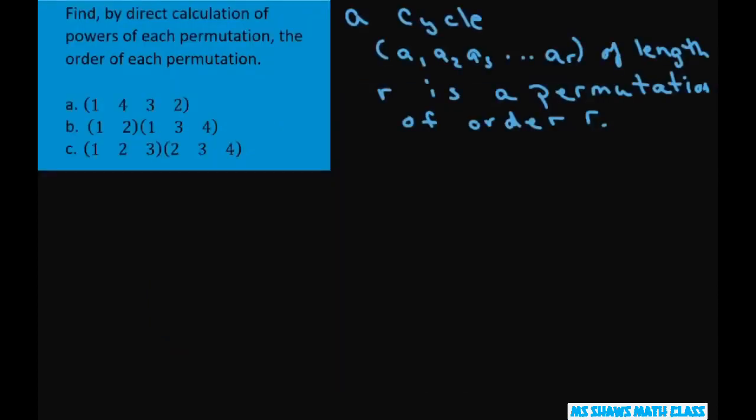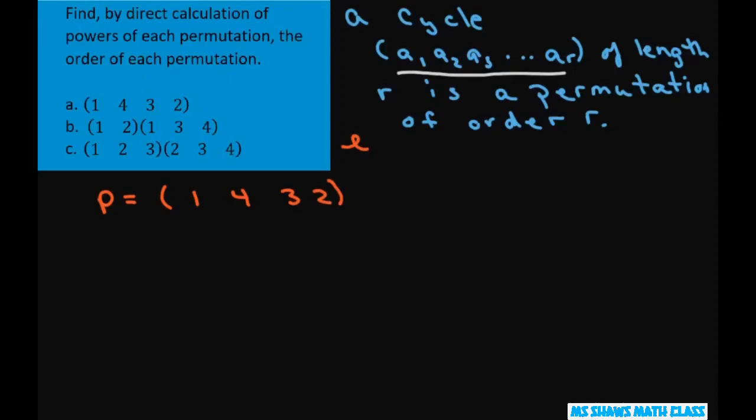And the order for a cycle: if you have a cycle of length r, then it is a permutation of order r. So it's just the number in the cycle. So for A, we're going to let P equal (1 4 3 2). So we want to get to our identity.